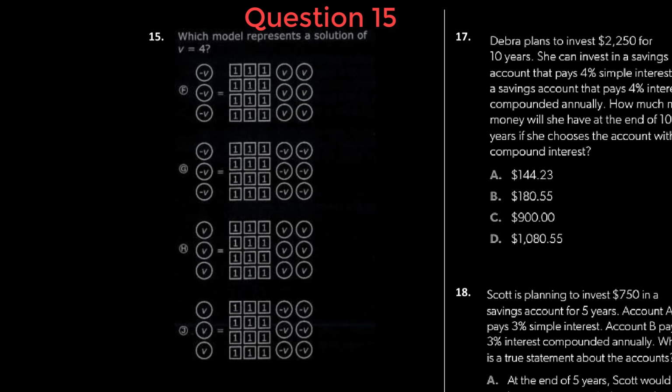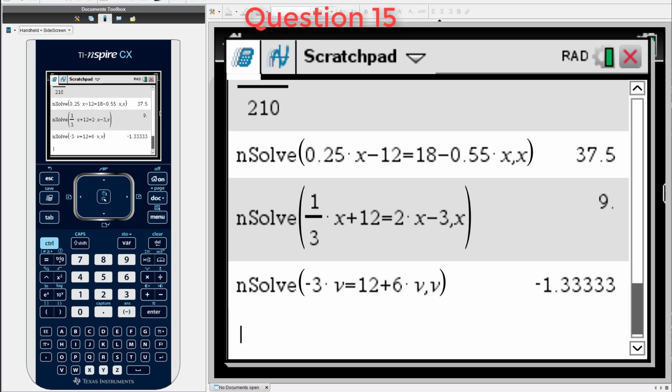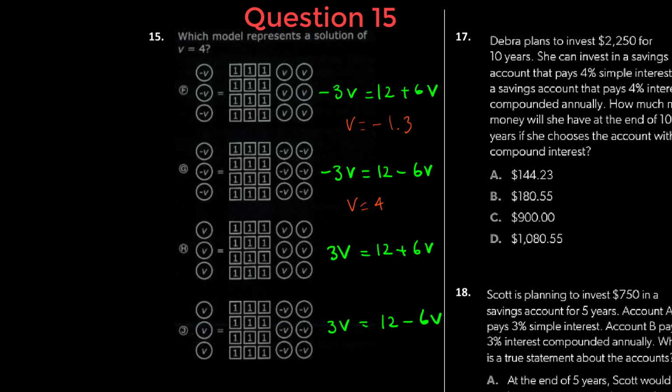Question number 15. Which model represents the solution of v equals 4? The first step is we will write down the equations of these answer choices, and we will plug them in our calculator to solve for v. Let's plug the first equation into our calculator to see if we will get a solution of v equals 4. So the first equation gives us negative 1.3, not 4. So let's plug in the second equation. The second choice gives us 4 as the solution, which is the correct answer. So the correct answer is G.